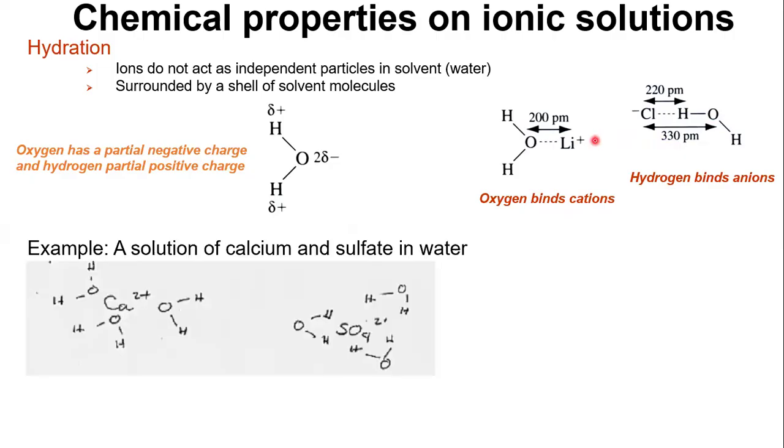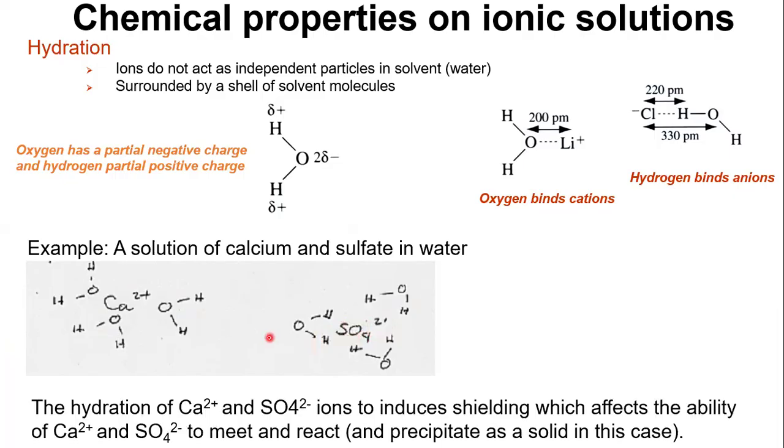So ions do not move independently. They are shielded, or surrounded, by solvent molecules. Now, another example has been shown here. We have calcium and sulfate ions being circled by water molecules. The calcium is positively charged, so you see that oxygen atoms are around it because oxygen has a partial negative charge. The sulfate is negatively charged, and you see hydrogen ions around it.